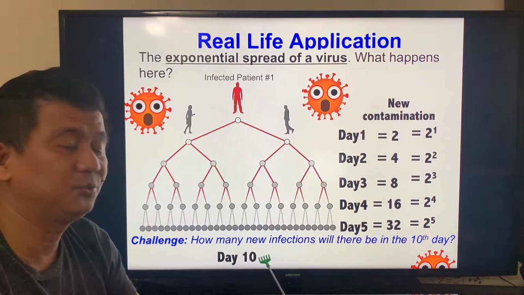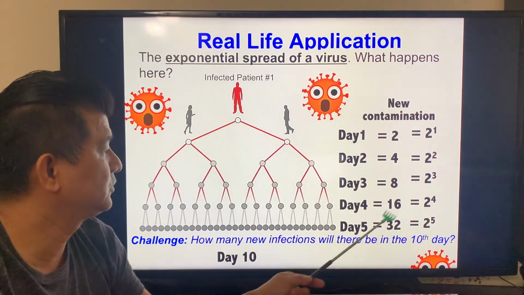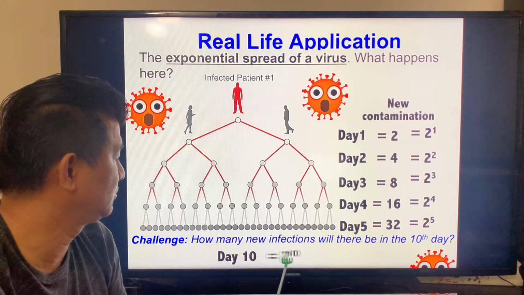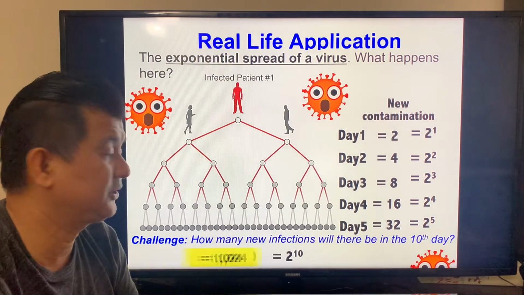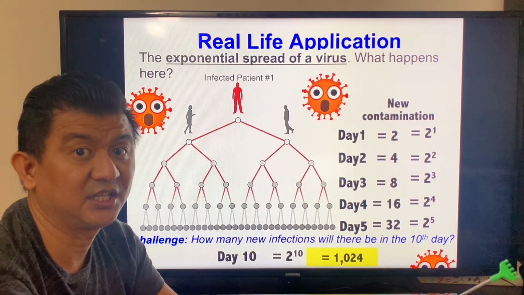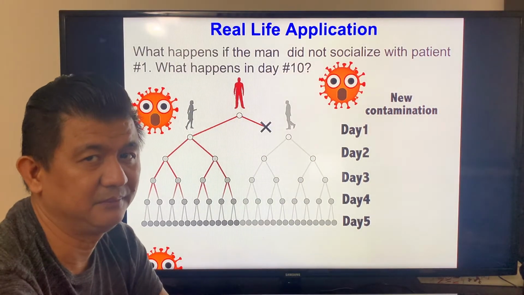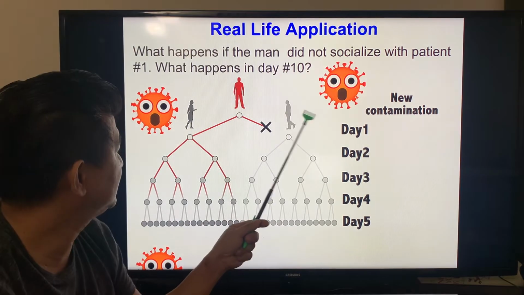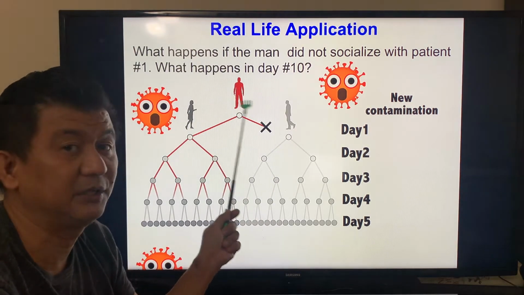So day 10 would be 2 to what power? Yes, 2 to the 10th. And you could use your calculator. That's 1,024 new infections. That's a lot. Now this is another problem. Okay, another challenge. This person did not meet patient number 1.